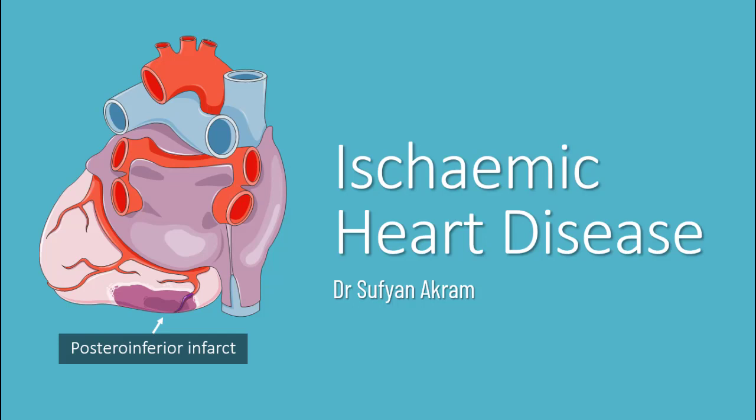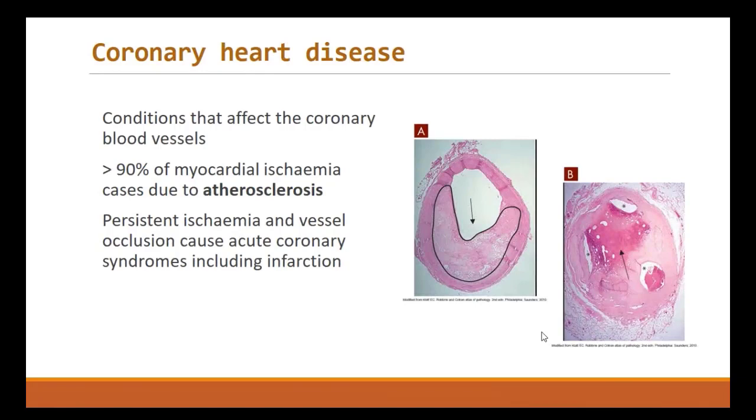We look at coronary artery disease, also called coronary heart disease, ischemic heart disease, coronary artery syndrome, etc. So this is a group of conditions that affect the coronary blood vessels that supply blood to the myocardium, the heart itself. More than 90% of myocardial ischemia cases are due to atherosclerosis. So there is atherosclerosis within the coronary arteries. There is gradual narrowing of the lumen, which causes ischemia of the myocardium.